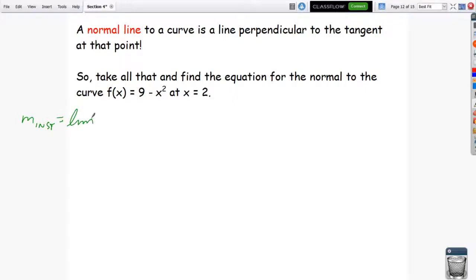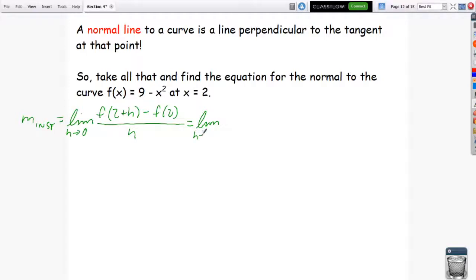is equal to the limit as h approaches 0 of f of a plus h. Our a in this case is 2. 2 plus h minus f of 2 all over h. I'm going to start applying stuff.